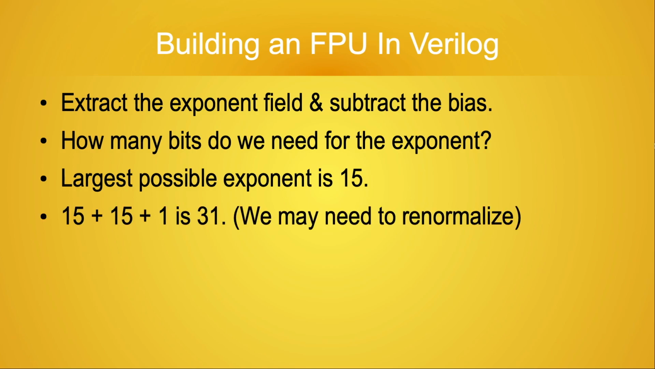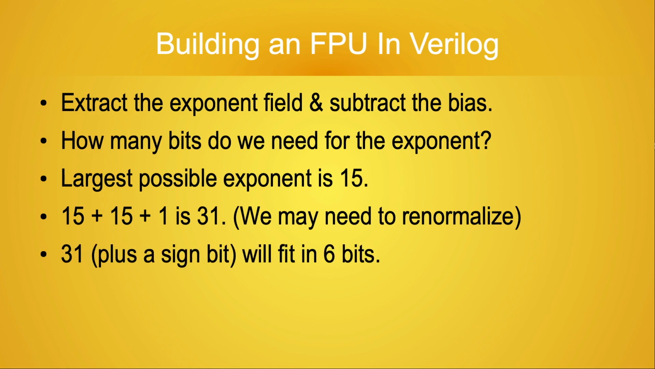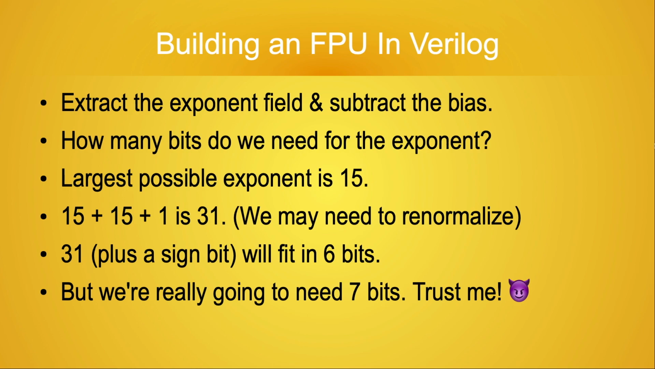But remember, we may need to renormalize, so we could see exponents as large as 31. To store 31 requires a minimum of 5 bits, but that's not enough room. Since we're going to handle negative exponents, we need room for a sign bit at the front, so we require at least 6 bits to store the sum of the two exponents. I know where this discussion is going to end, so I'm going to cheat and tell you that even 6 bits isn't going to be enough. We really need a minimum of 7 bits to hold the sum of both exponents.